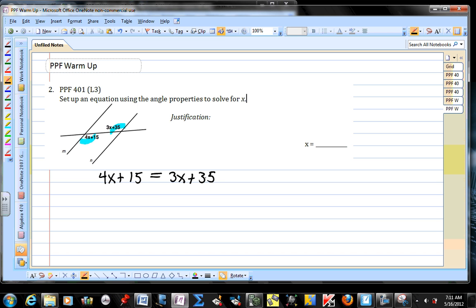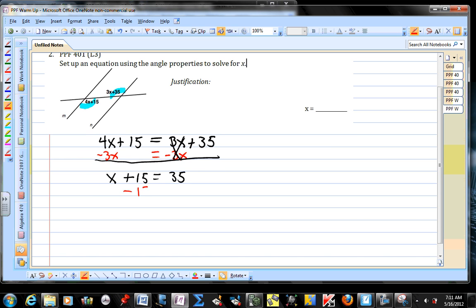And now let's see what we can do. Let's subtract 3x from both sides. We get 1x plus 15 equals 35. Now we'll subtract 15 from both sides. And we'll get x equals 20. So that's what they want us to do, x equals 20. But let's go a step further. Some problems are going to ask us to do this in the skill sheet that we'll work on today. So let's find the measure of each angle.